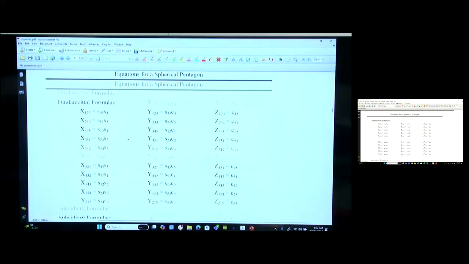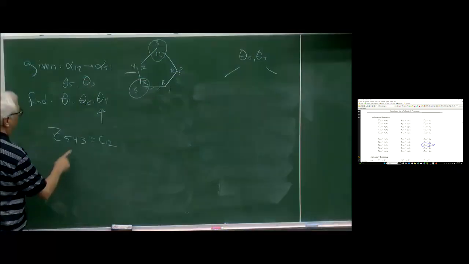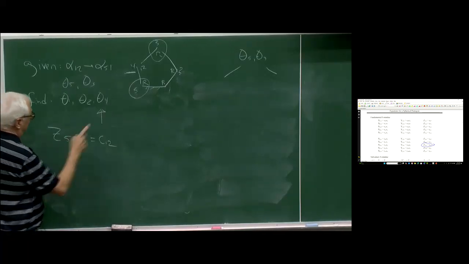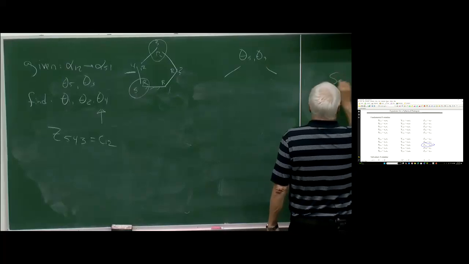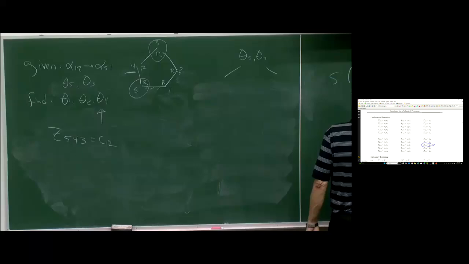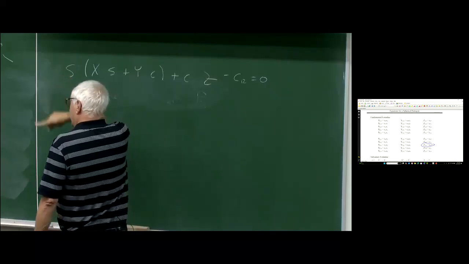So we go up top and we find Z543 equals C12. Okay, so we're going to have a little bit more work though on this one because the unknown in here is theta 4. We're going to have to expand this twice. So I'll do it on the board over here. Z543 is sine xs plus yc plus a cosine z, and then I'm going to say minus c12 equals 0. So that'll complete that equation.